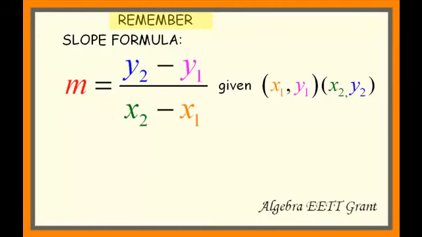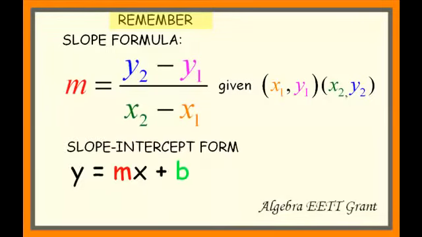The first thing we need to know is the slope formula, which is the difference of the y's over the difference of the x's. Or you can also read it as y sub 2 minus y sub 1 divided by x sub 2 minus x sub 1. After we have the slope, we also need to know the slope-intercept form, which is y equals mx plus b, where m is the slope and b is the y-intercept.